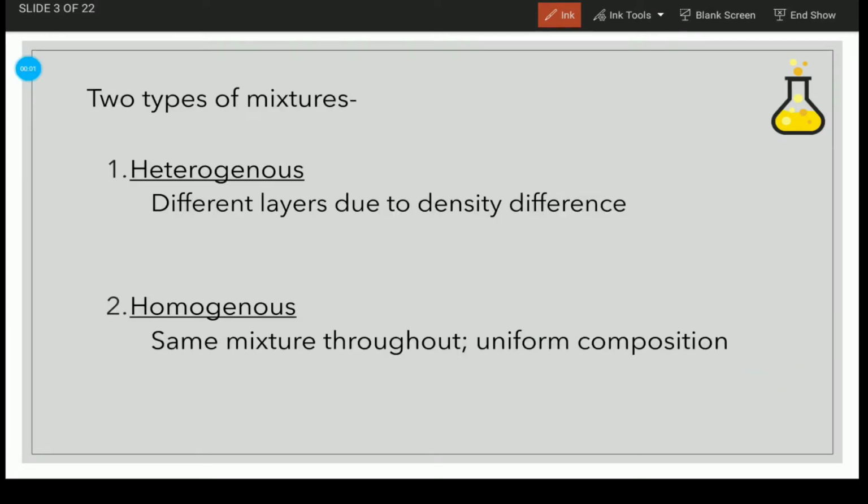There are two types of mixtures. First are the heterogeneous mixtures. They have different layers due to density difference. The second are the homogeneous mixtures. They have the same mixture throughout. They have uniform composition. This is something which we know since our earlier grades, so no need to elaborate any further.